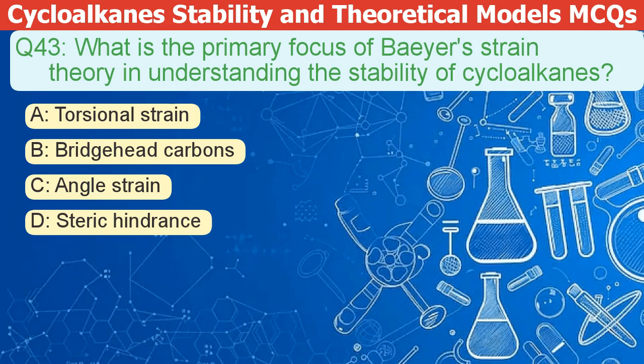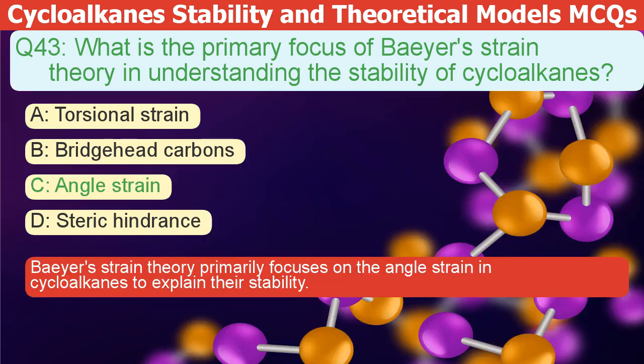What is the primary focus of Bayer's strain theory in understanding the stability of cycloalkanes? A. Torsional strain. B. Bridgehead carbons. C. Angle strain. D. Steric hindrance. The correct answer is C. Bayer's strain theory primarily focuses on the angle strain in cycloalkanes to explain their stability.